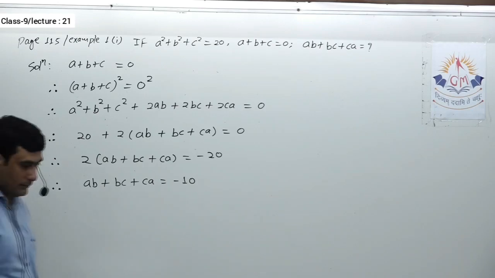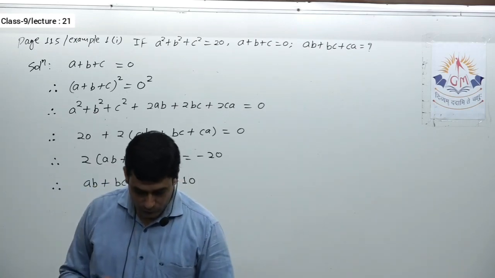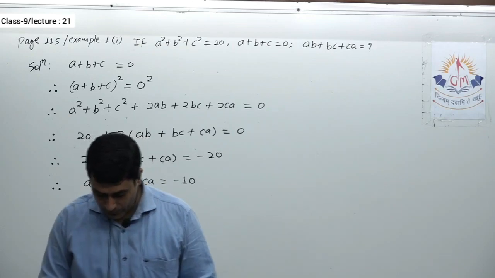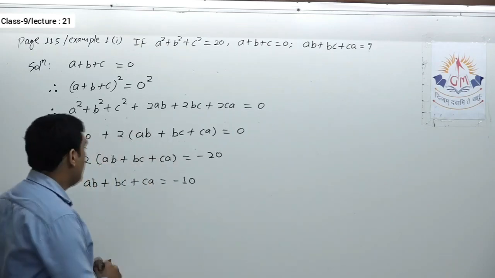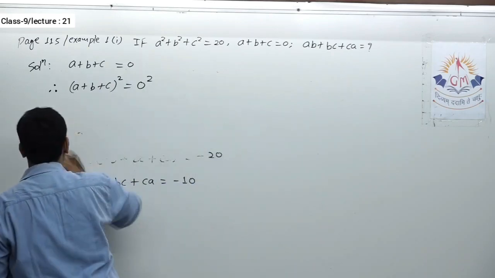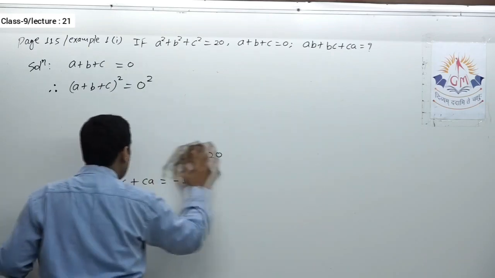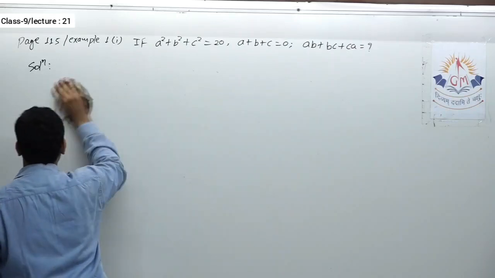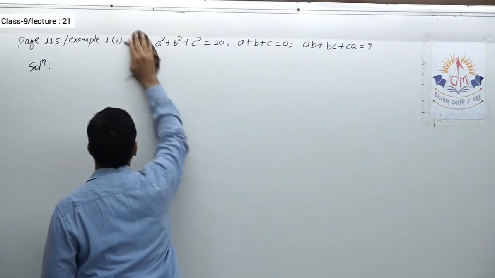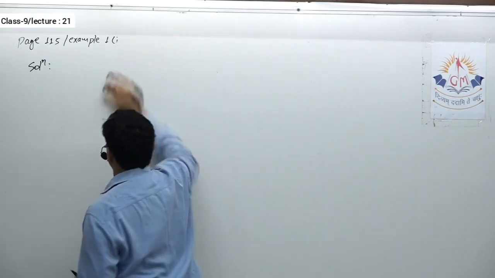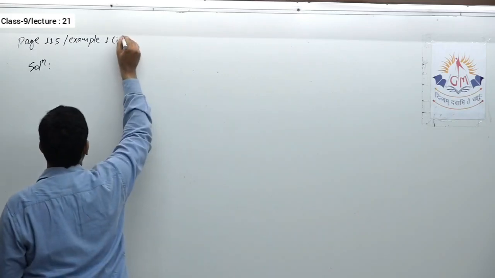Okay, now the next question. Same example, its second part. Here a plus b plus c is given. We'll see all three parts of this so that you get an idea of what different varieties of questions there are based on this single identity. So here I will see the second one.